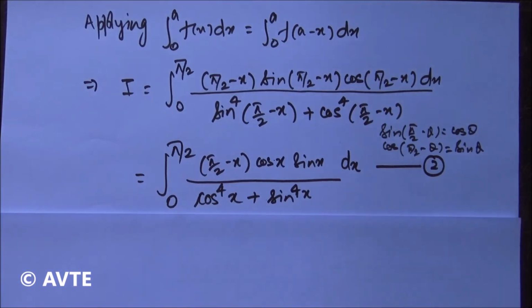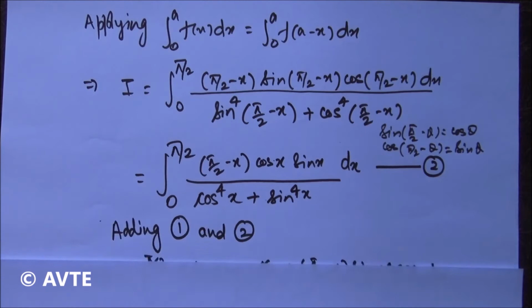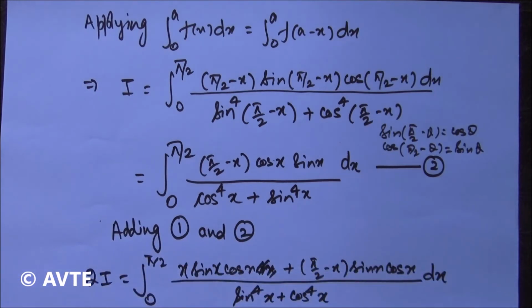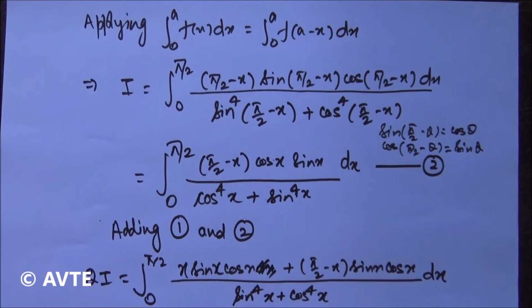The original question is equation number 1. So we add the two, adding first and second. Just see, by adding the two, what we get? We get x sine x cos x plus, from the second equation, pi by 2 minus x sine x cos x, and the denominator is the same, so the LCM is sine raised to power 4 x plus cos raised to power 4 x. And what is I plus I? That is 2I.